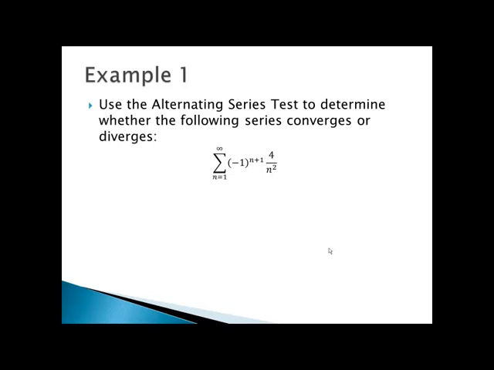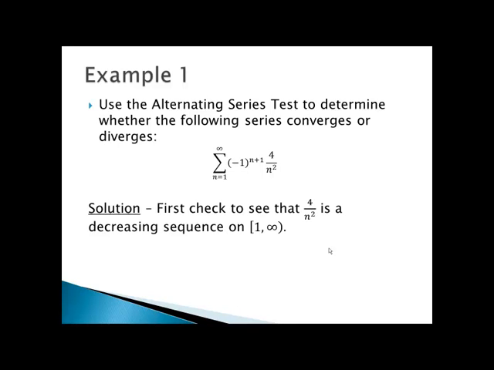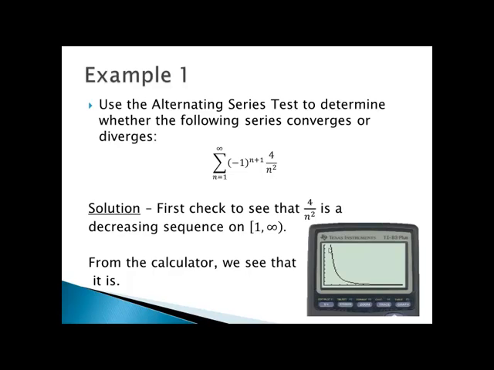Example 1. We'll use the alternating series test to determine whether the following series converges or diverges. Because we see that it's alternating, we'll check the conditions for convergence for the alternating series test. So we'll first check to see whether or not 4 divided by n squared is a decreasing sequence from 1 to infinity. Using the calculator, we'll just simply graph the function 4 divided by x squared from 1 to infinity. We see that it is indeed decreasing.